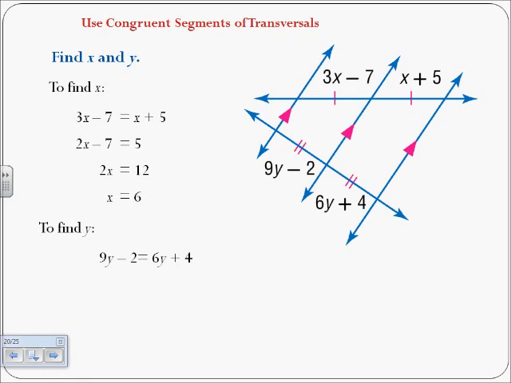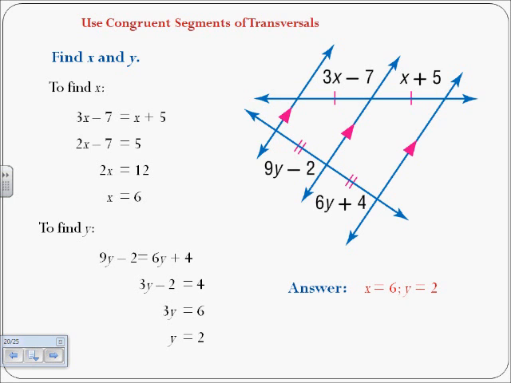To find Y, we'll do a similar process. 9Y minus 2 is equal to 6Y plus 4, and solve. Final answer, Y is equal to 2. So X is equal to 6, Y is equal to 2. Don't think too hard when it has simple statements like putting two congruent segments equal to each other.